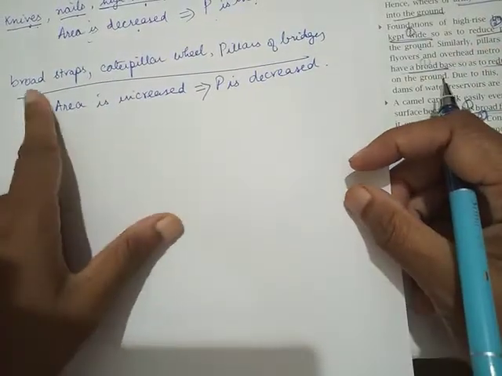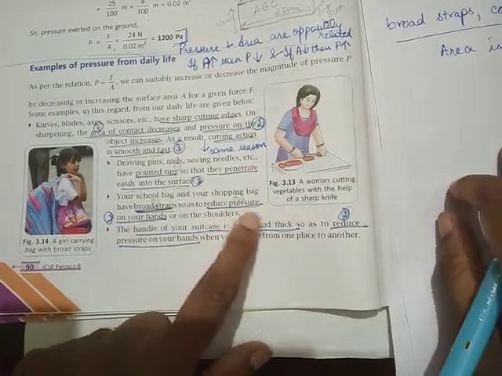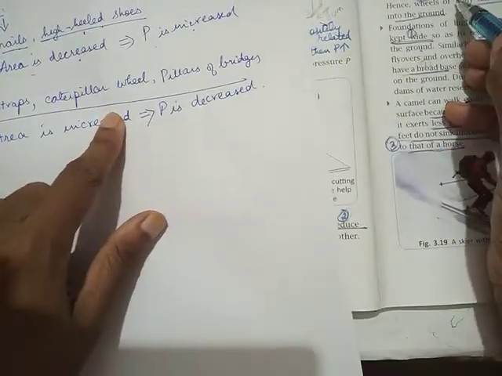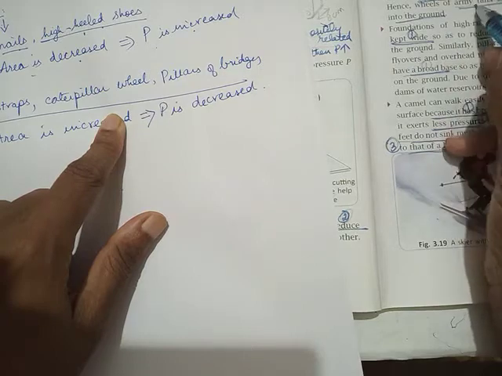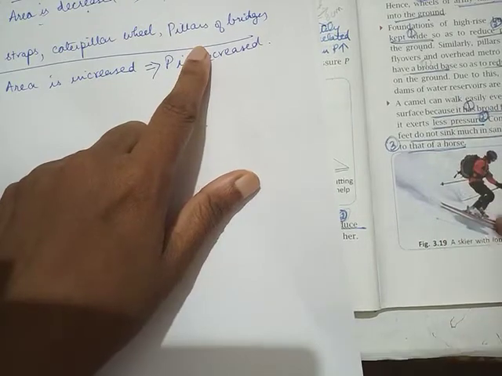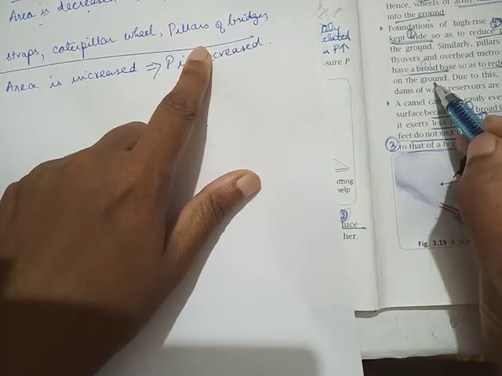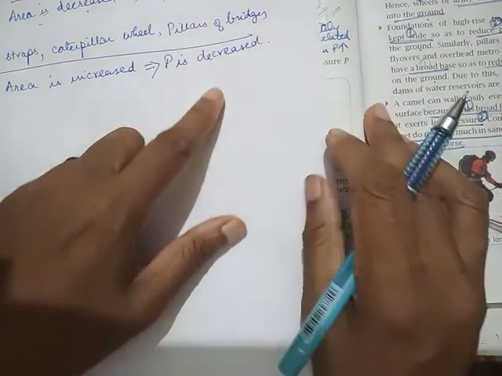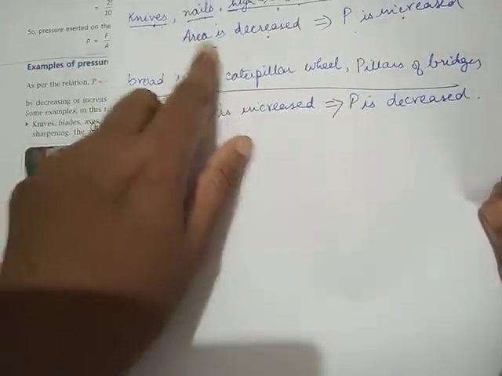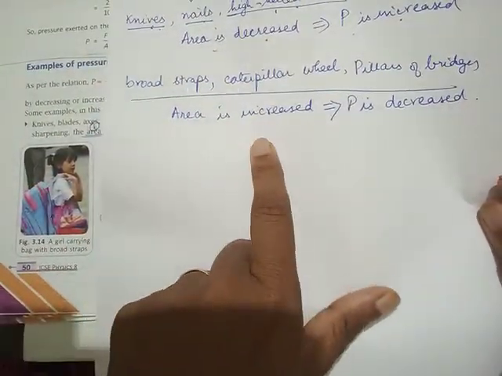And because of that, if you're talking about a bag, you will say it reduces pressure on your hands or on the shoulders. If you talk about caterpillar wheels, you will say it reduces pressure on the ground, hence wheels of army tanks do not sink into the ground. Then if it is pillars of bridges, again it will reduce pressure on the ground. So you'll have two types of examples. One in which area is decreased, another in which area of contact is increased.